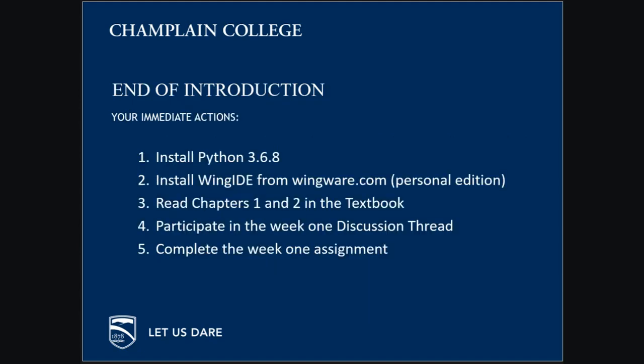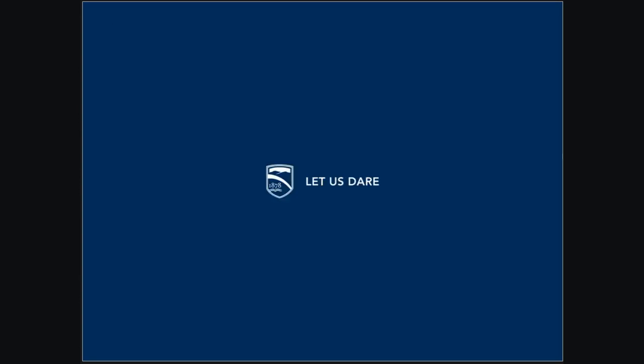So that's the end of the quick introduction. Your immediate actions are as follows. 1. Install Python version 3.6.8 on your computer. 2. Install Wing IDE from Wingware, the personal edition, on your computer. 3. Read chapters 1 and 2 in the textbook. 4. Participate in this week's discussion thread, as you'll do every week, and complete the week's assignment. Other than that, have fun with this class.